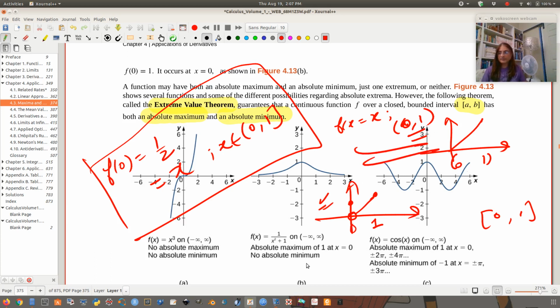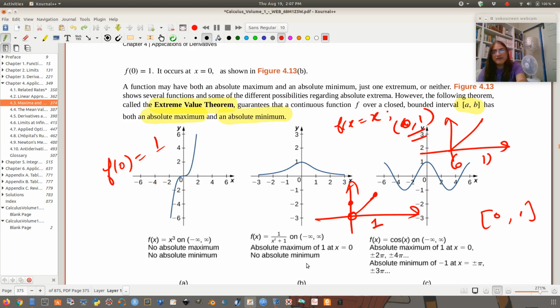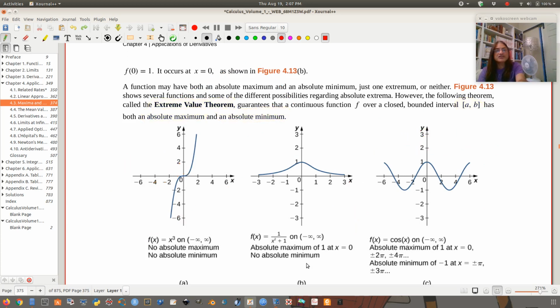But you see, this function is not continuous, and in the earlier example the domain was not a closed bounded interval. So the extreme value theorem says that if you have a continuous function on a closed bounded interval, then there will be a point at which it obtains an absolute maximum, and another point, or maybe the same point if it's a constant function, at which it obtains an absolute minimum. So here is x cubed. It's a continuous function, but the domain is all of R, so it does not have an absolute maximum or minimum.